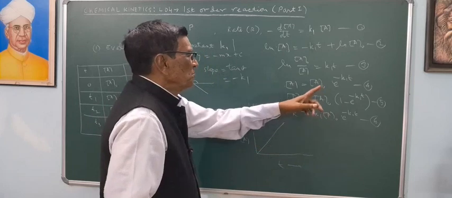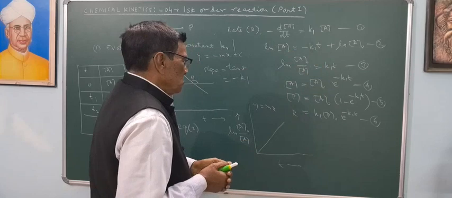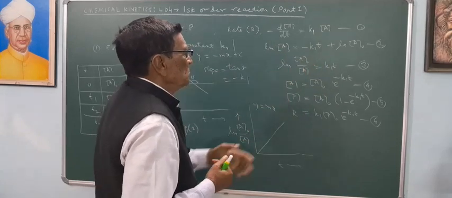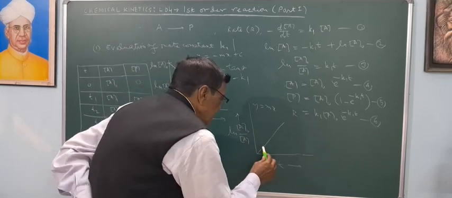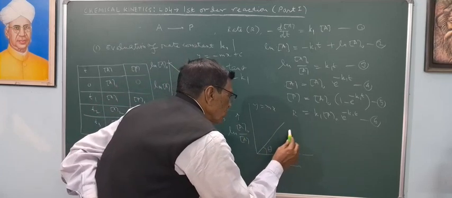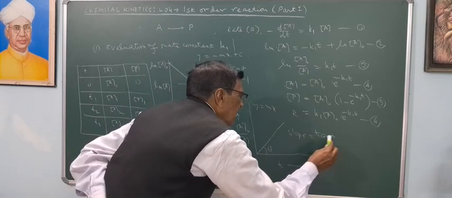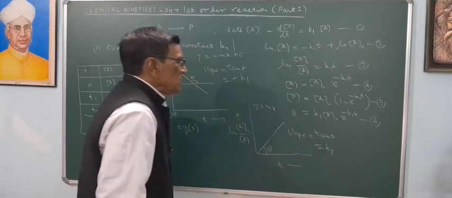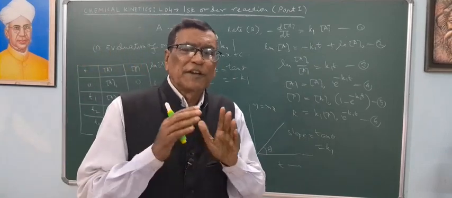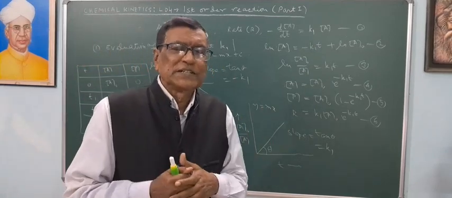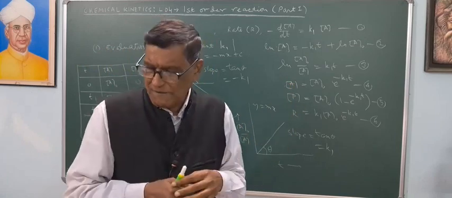When t equal to 0, this one equal to 0, means this value starts from 0. So this is theta, suppose. So slope equal to tan theta, and this one is the value of k1. So both these plots are used to determine the value of the rate constant of this reaction, whichever is more suitable for the experimentalist.